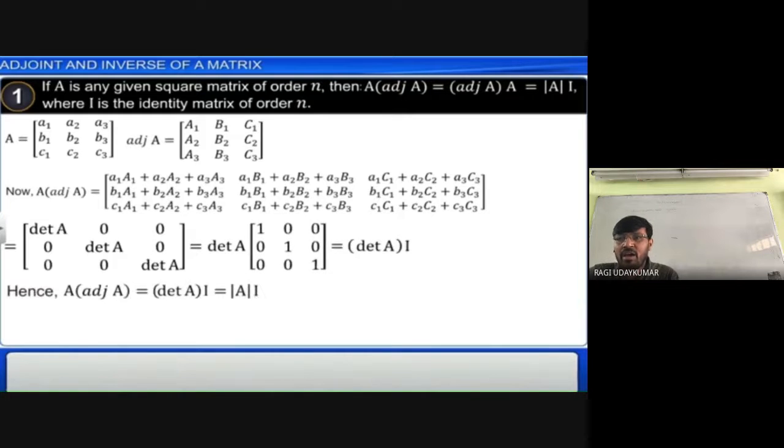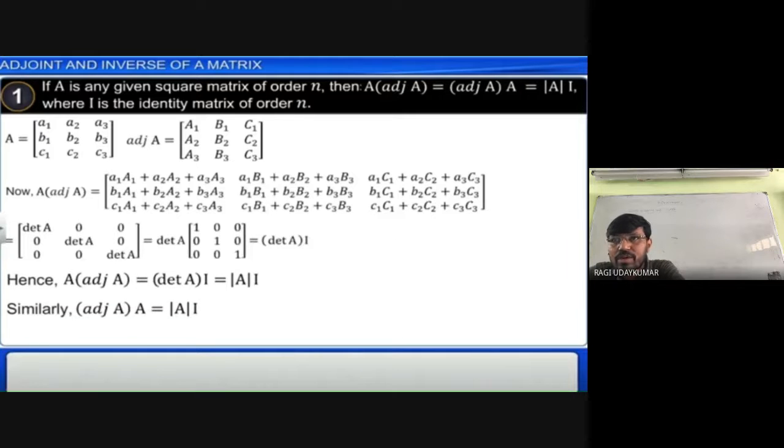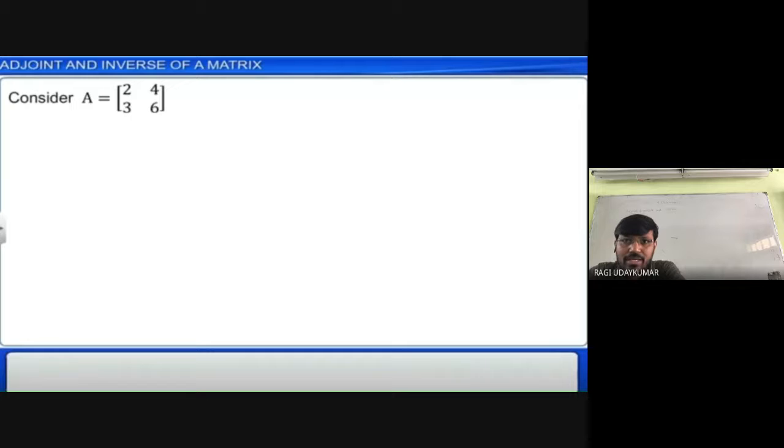So when you multiply A with adjoint of A, we are going to get determinant of A into I. In the same way, adjoint of A into A is also equal to determinant of A into I. From this, you can say that A into adjoint of A is equal to adjoint of A into A is equal to determinant of A into I. So let us see one example here.